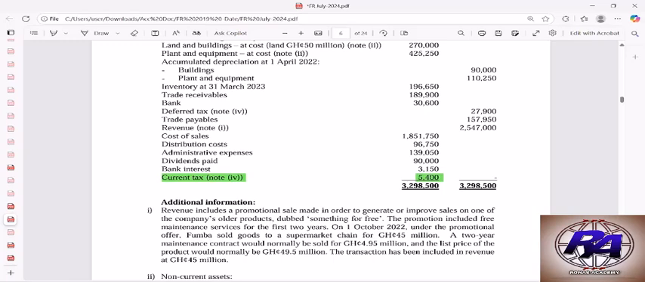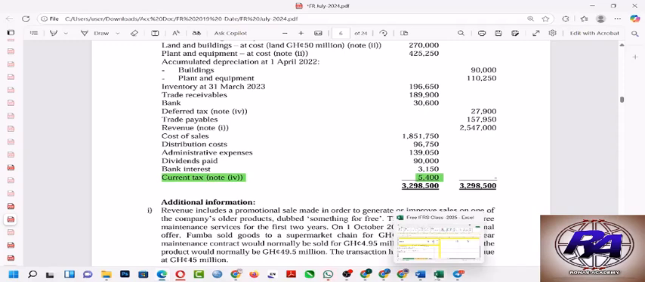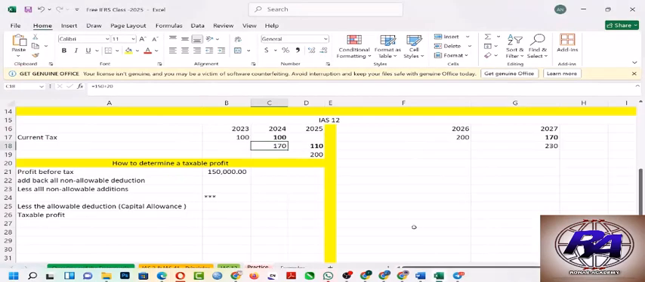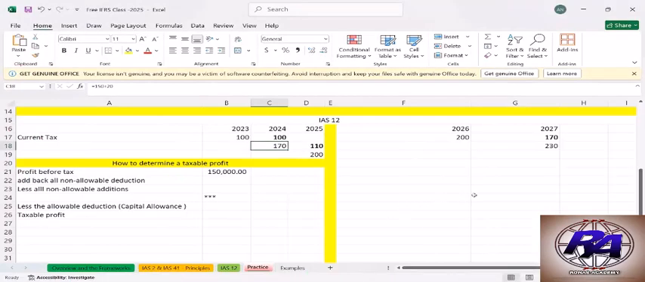So you always have to check the current tax. Is it at the debit side or is it at the credit side? Now let's go to it. I'm not going to tell you. Let's go and do it so that in case you forget, you also apply the same principle to determine whether it's an over provision of tax or an under provision of tax.